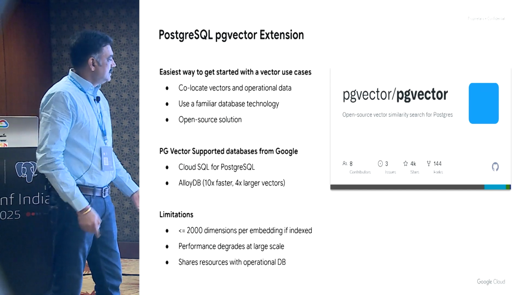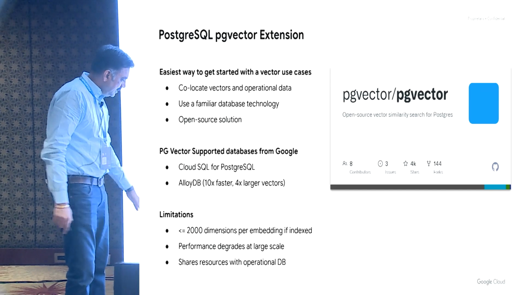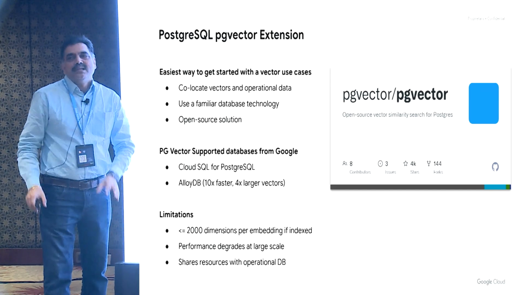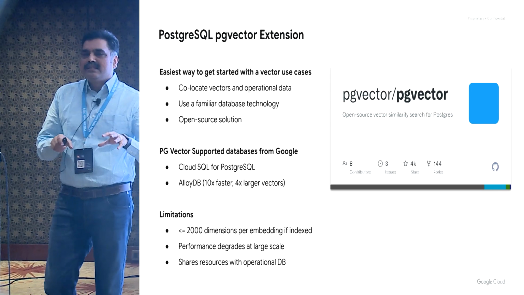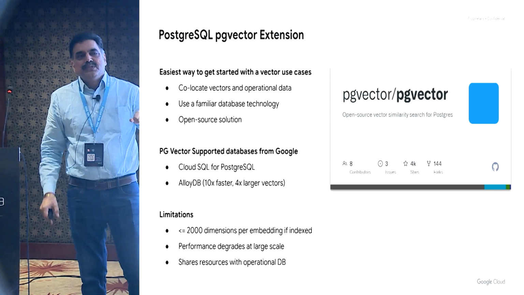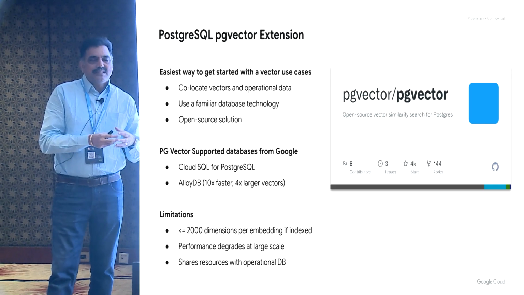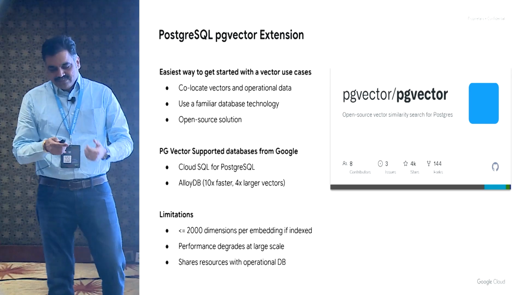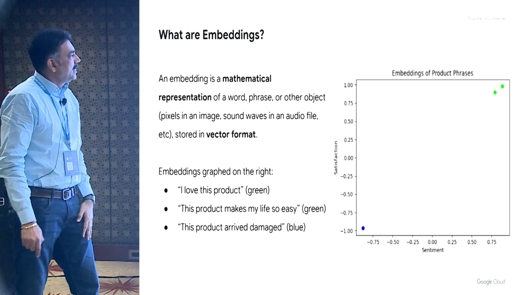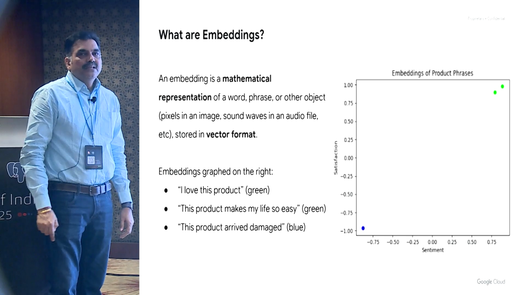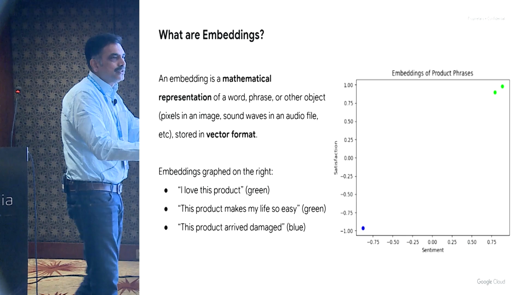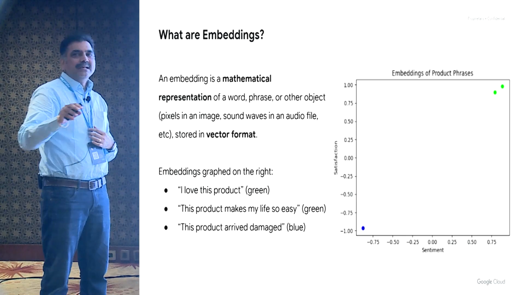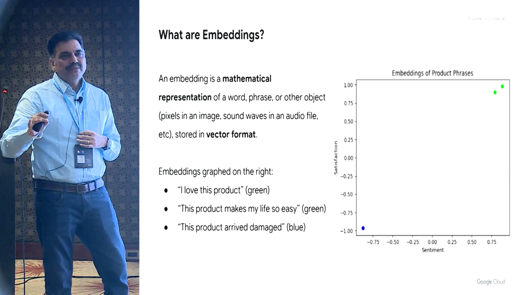And third, we talked about the advantage, but there can be a disadvantage too, because your operational data is sitting side by side with your vector data. So if your vector queries load the database too much, then your operational data querying suffers. With that, let's understand what an embedding is. Feel free to stop me, and I'll pause for some questions afterwards and in between as well.